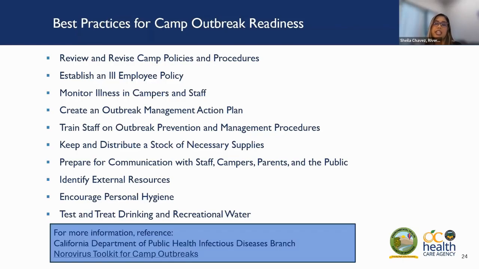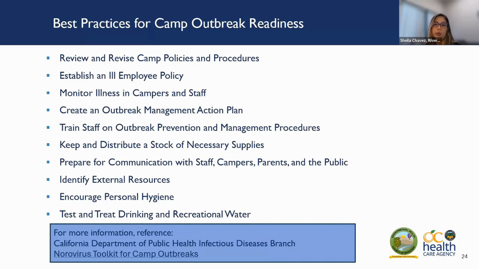Camp settings, again, like I mentioned, create a higher risk for norovirus because of shared dining, housing, bathrooms, and group activities. So strong outbreak readiness is essential. The California Department of Public Health Infectious Diseases Branch also developed a norovirus toolkit for camp outbreaks for local health departments and organized camps, which includes a best practices checklist for camp preparedness. And you can use this checklist to help camps further evaluate their plans. And it should be reviewed annually to identify any gaps and make the appropriate updates as needed.